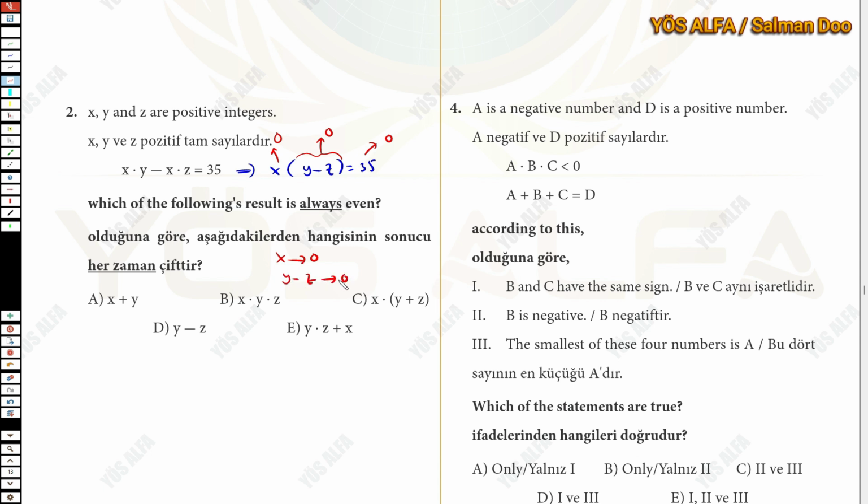So to have an odd number out of these two, we know that one of them must be an even number. So either y or z is even. So in choice B, we have both y and z, since we know for sure that one of them is even. And we also know that the multiplication of an even number with any number is even. The answer is B.